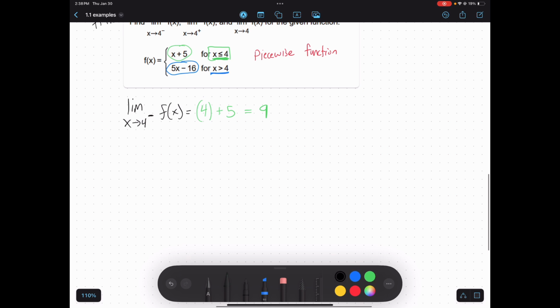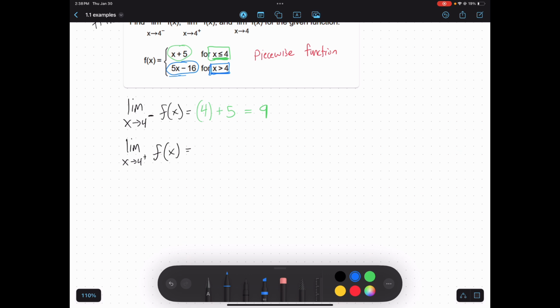Well, now let's look at the positive direction. Let's let x approach 4 from numbers bigger than 4. That includes numbers like 4.5, 4.1, 4.01, right? I'm getting closer to 4, but I'm using numbers that are bigger than 4. Well, now what's my limit? The difference here is if I'm using numbers bigger than 4, then now I have to use this rule, right? Since x is bigger than 4, I have to use the rule 5x minus 16.